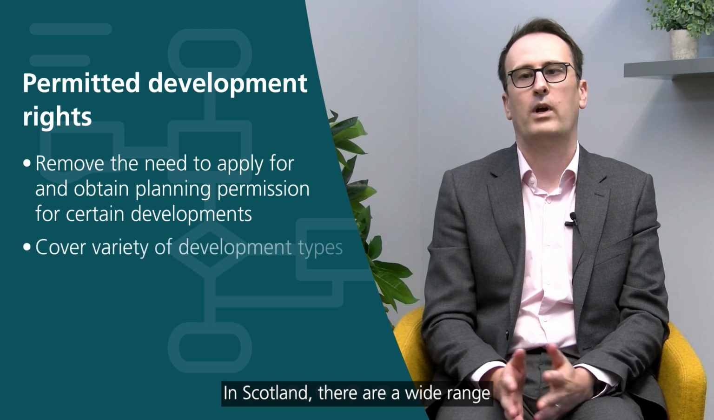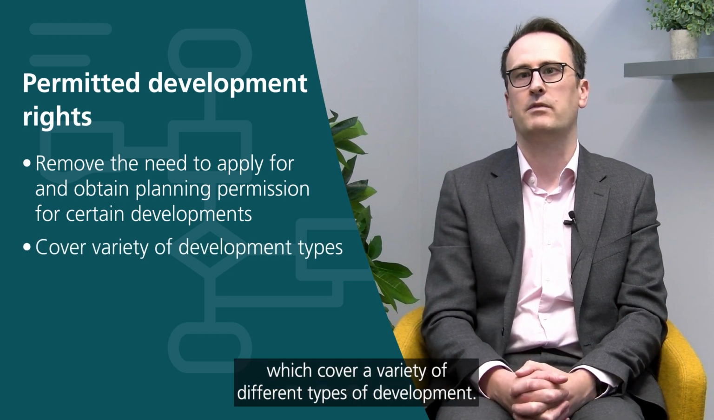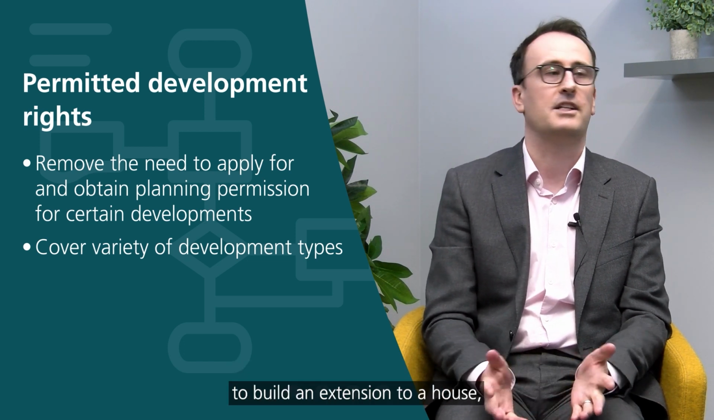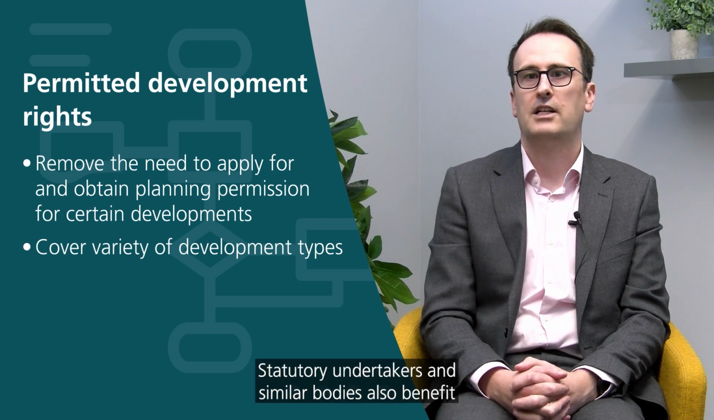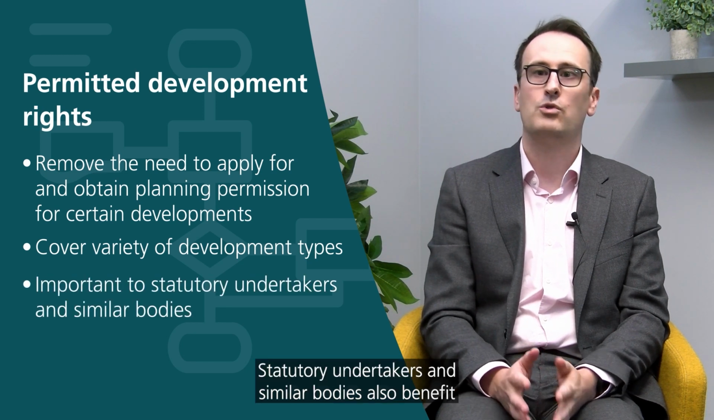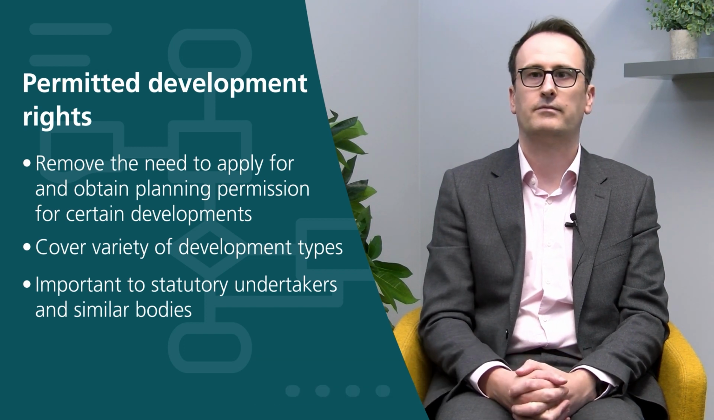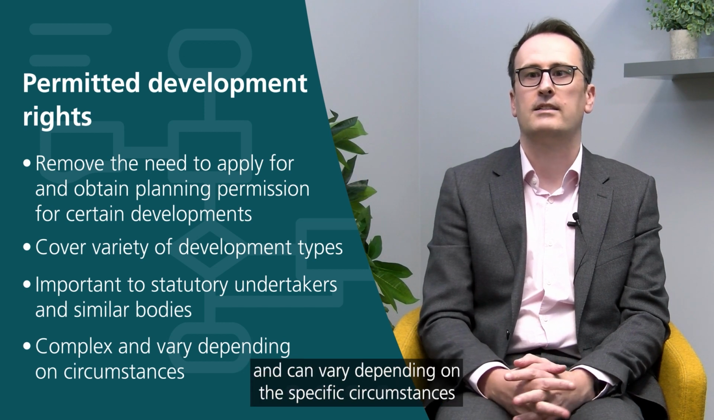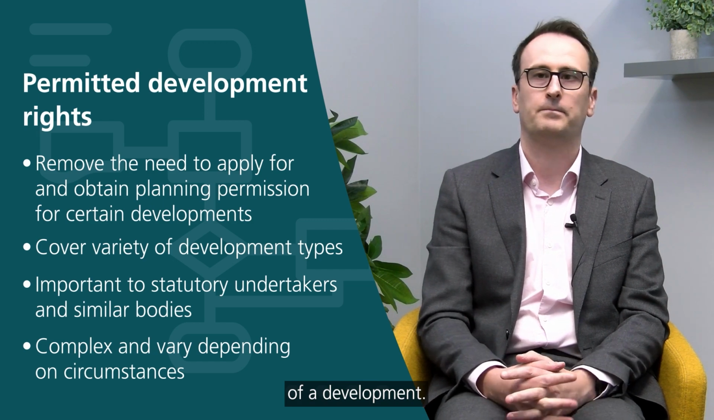In Scotland, there are a wide range of permitted development rights which cover a variety of different types of development. For example, permitted development rights could be used to build an extension to a house, install solar panels on a roof, or change the use of your property. Statutory undertakers and similar bodies also benefit from permitted development rights, and they are very important to their businesses. The scope of permitted development rights is complex and can vary depending on the specific circumstances of a development.